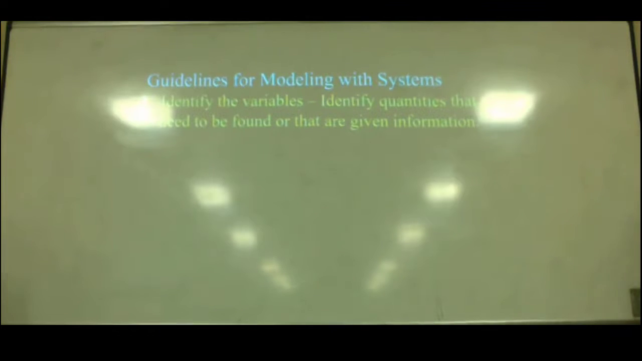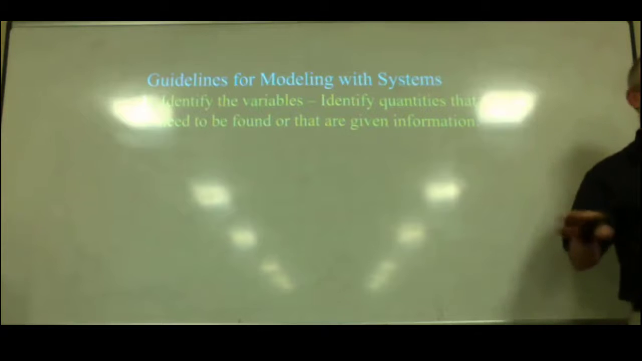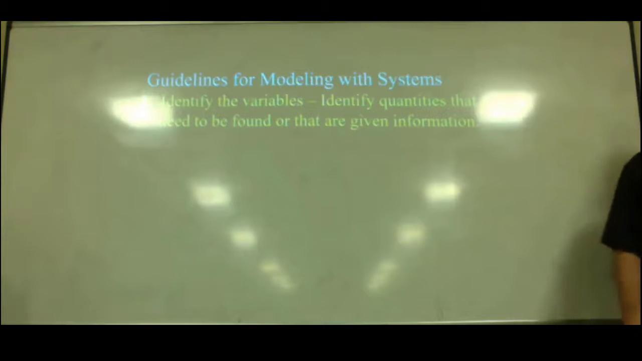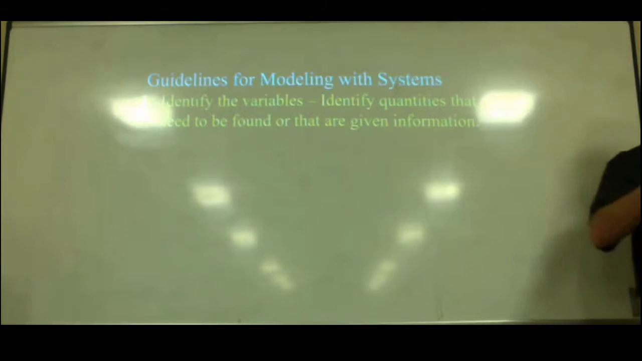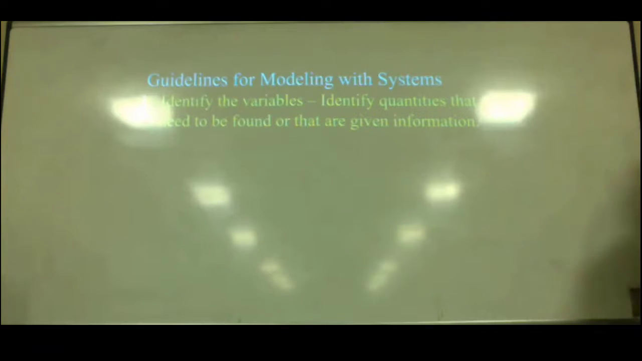First of all, you want to identify the variables you're going to use and what they stand for. Usually, the question tells you what your variable is going to represent. Like if the question says, find out how many hours something happened, well, you're going to choose a variable that represents hours, right? Does that make sense? All right, next.